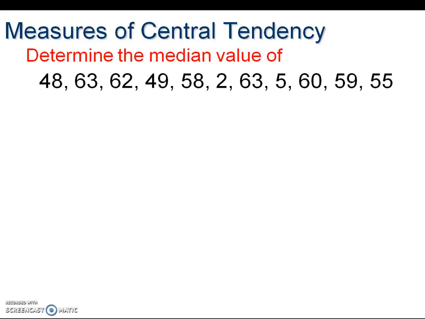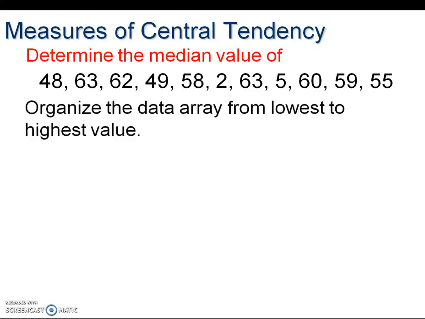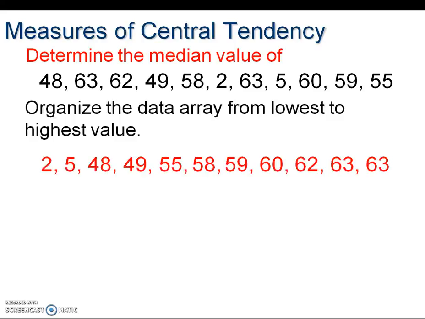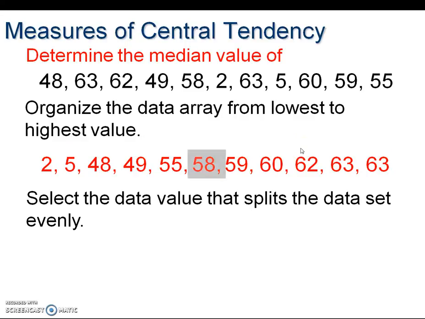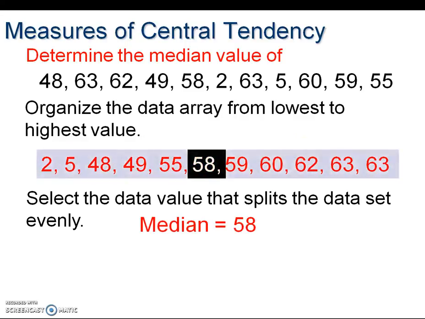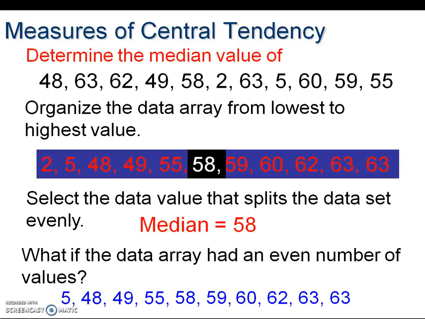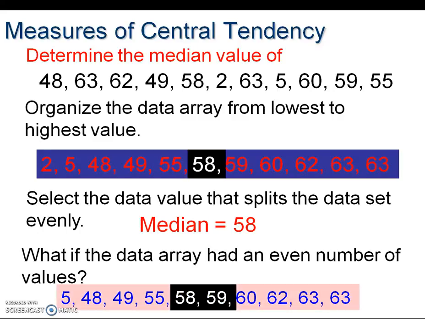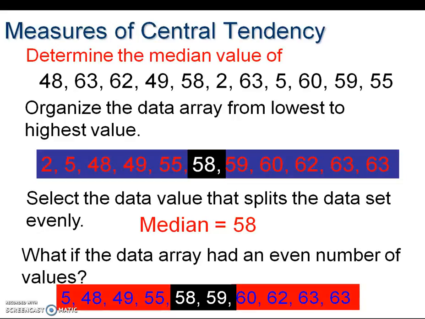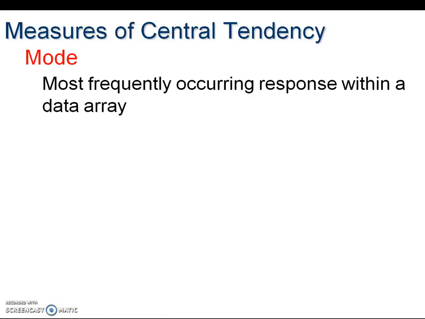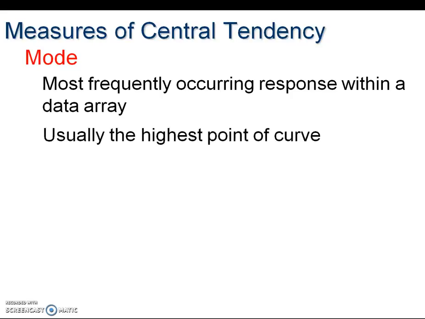So I want you guys to do this. Do the median for this. So now that you've arranged them in order, we take out the 2, which cancels out the 63, 63, the 5, 48, and you keep going down to the middle, and you get to 58, the median. Now, if you have an even number, you split it down the middle. So you say 58.5.